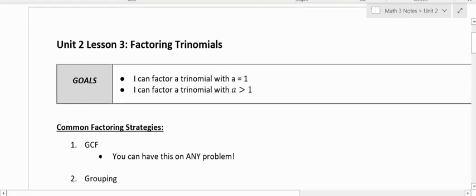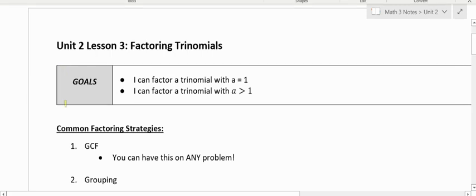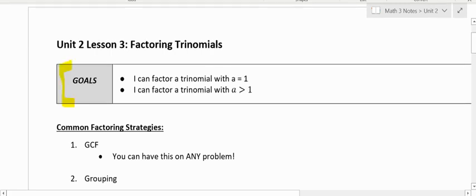This is the video for Unit 2, Lesson 3, factoring trinomials. So the goal in this is going to be to factor trinomials that have an a value of 1 and to factor a trinomial with an a value greater than 1.